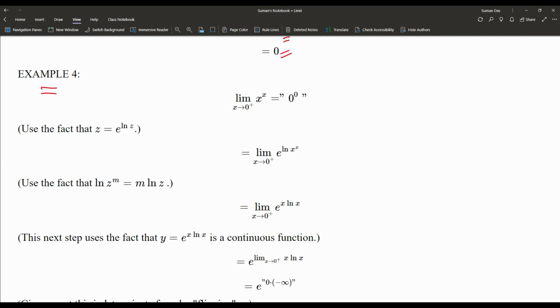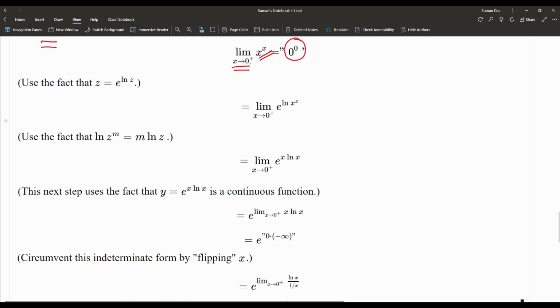The fourth problem says limit x tends to 0 plus of x to the power x. Now putting the value of x, we are getting the form as 0 to the power 0. So use the fact that z is equal to e to the power log z. So we are putting for x to the power x, in place of x, the limit x tends to 0 plus and e to the power log x, to the power x. So now use the fact that log z to the power m is equal to m log z. That means that x must be multiplied here. So that is e to the power x log x.